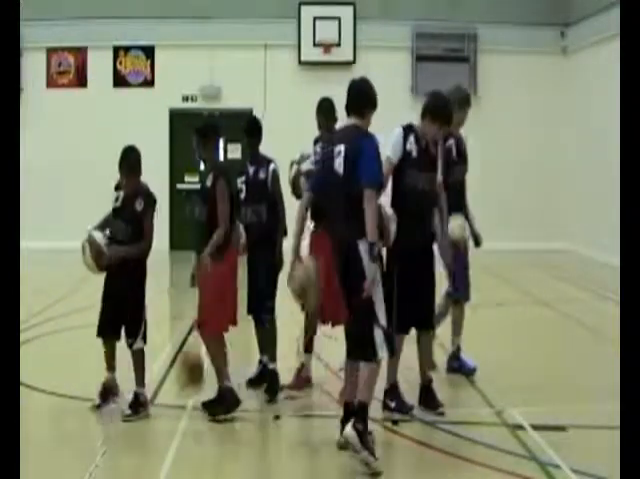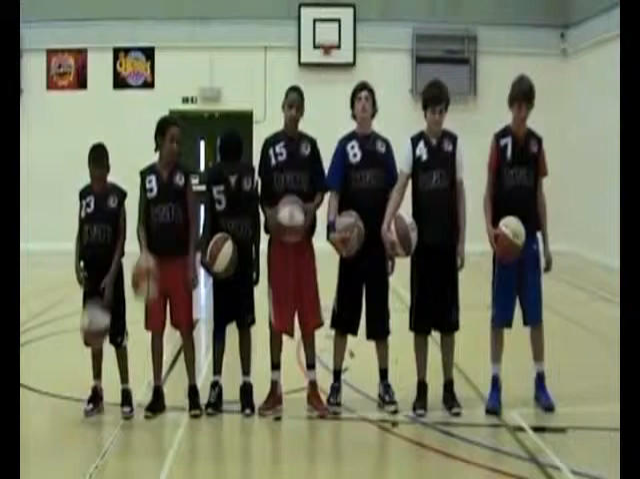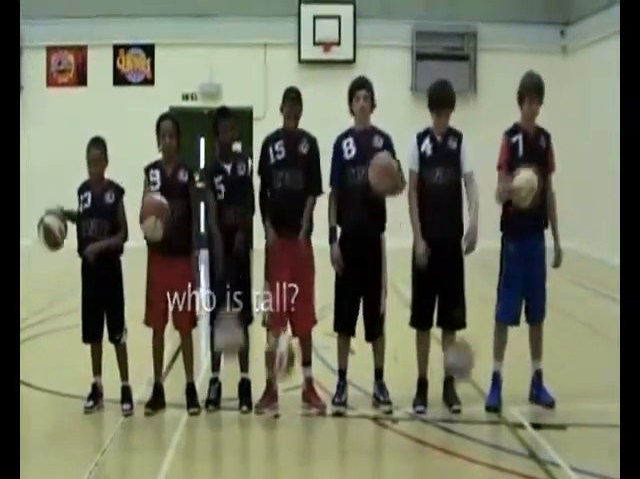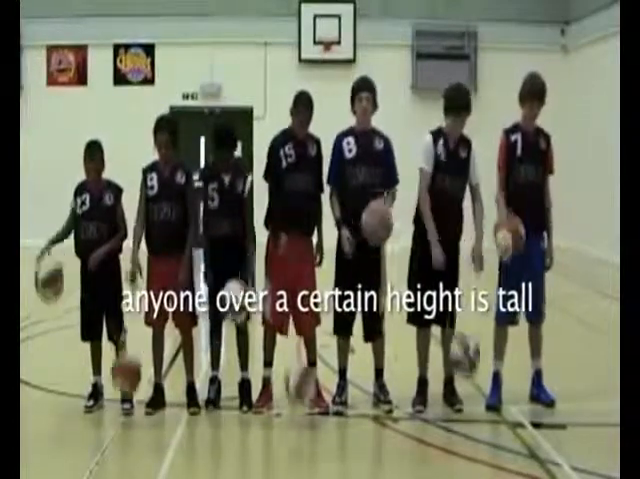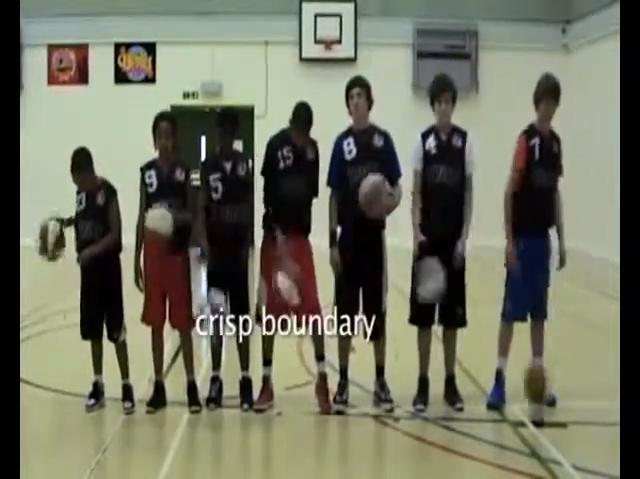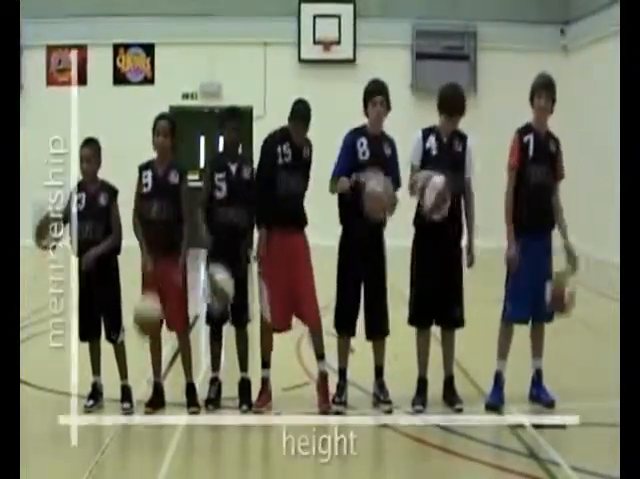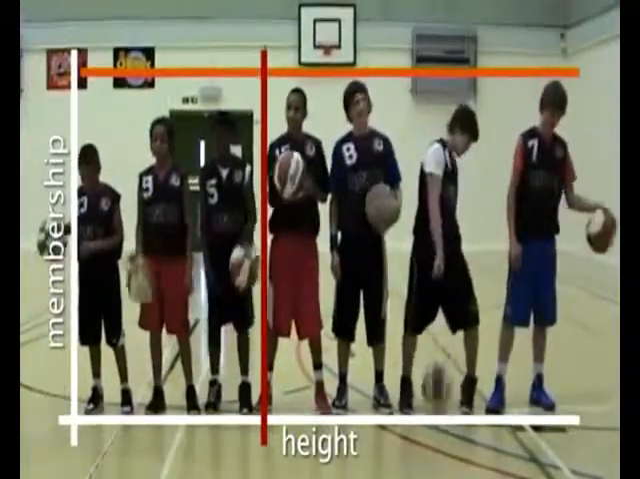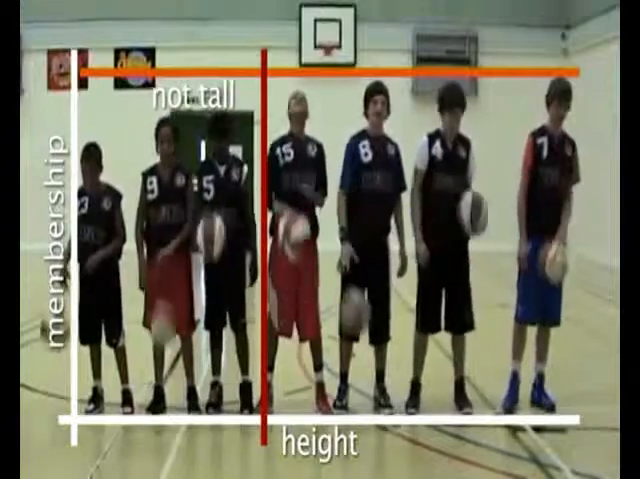The team have lined up in height order. Height can be a useful advantage in basketball. I want to find out who in this team is tall. I've decided that any player over a certain height will be considered tall. This is a crisp boundary. If a player is taller than the chosen height, they are classified as tall, and if they are not as tall as the height set, then they'll be classified as not tall.